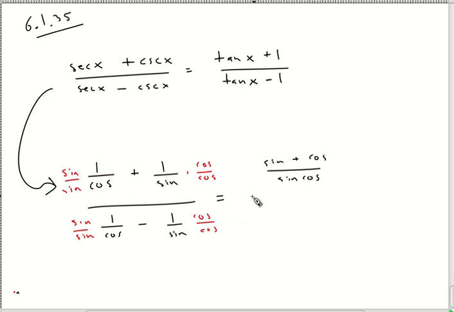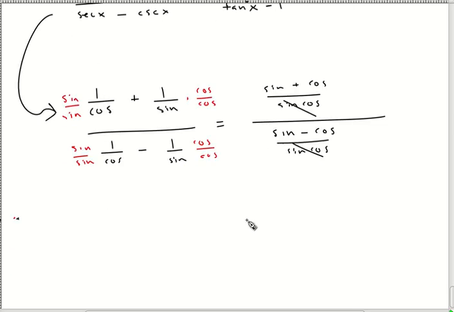Control Z. Okay. And then down here, same thing. I got a sine minus a cosine, and then again, all over my common denominator sine cosine stuff. Awesome. So what happens is that when you flip this to the numerator, these denominators cancel, and you actually just have this kind of fraction left over.